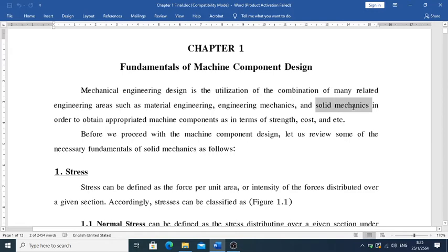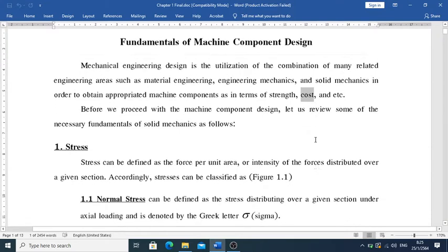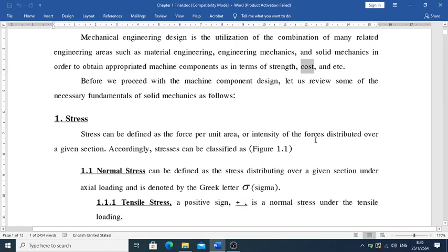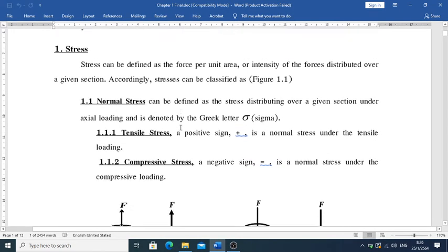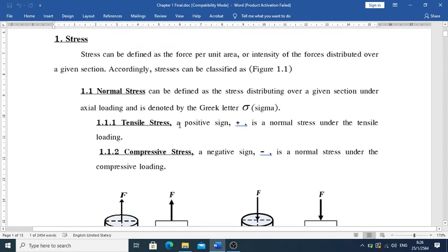We're going to combine them together in order to obtain an appropriate machine component size. Then we're going to work on the strength of the machine's components. Therefore, to do all of that, we're going to review the things you have studied before, which is stress.